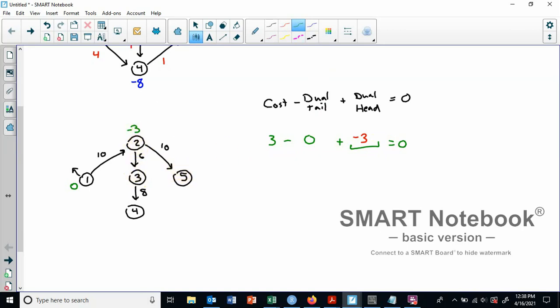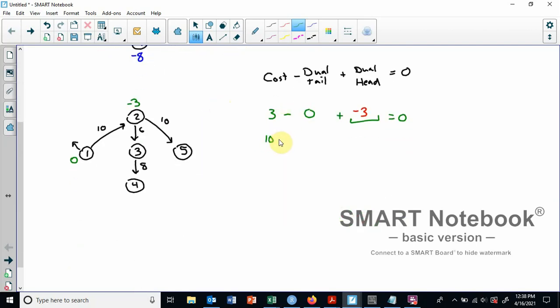So what is the cost of 2 to 5? Cost is 10. So I have 10 minus the dual tail. Do I know the tail this time from 2 to 5? The tail is right here, so yes I do. Minus negative 3 plus, and I need to know, that's what I'm looking for, the dual head has got to equal 0. So the head of this arc ends at 5. So it is 10 minus a negative 3, so that's 13. So this must be negative 13. Oops, let's write it in green here. Negative 13. And I can find the rest of these in that same style.